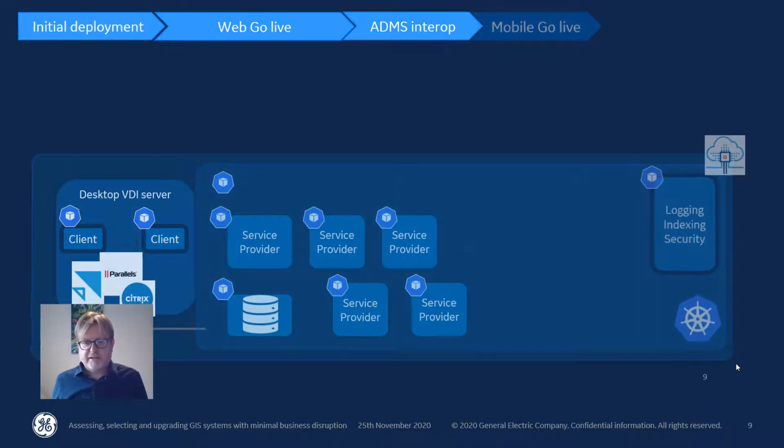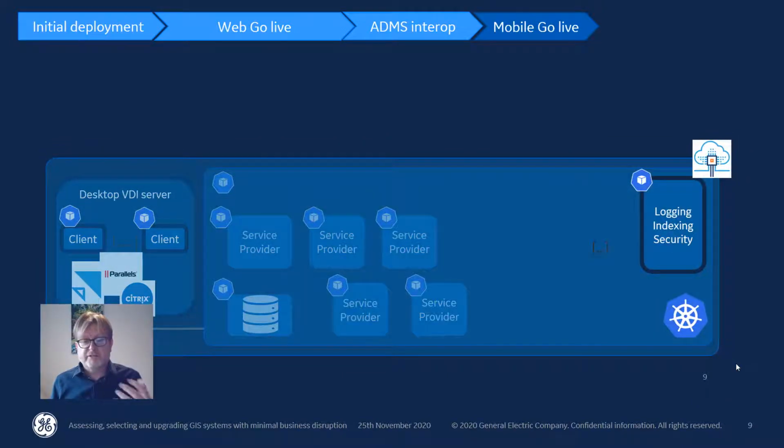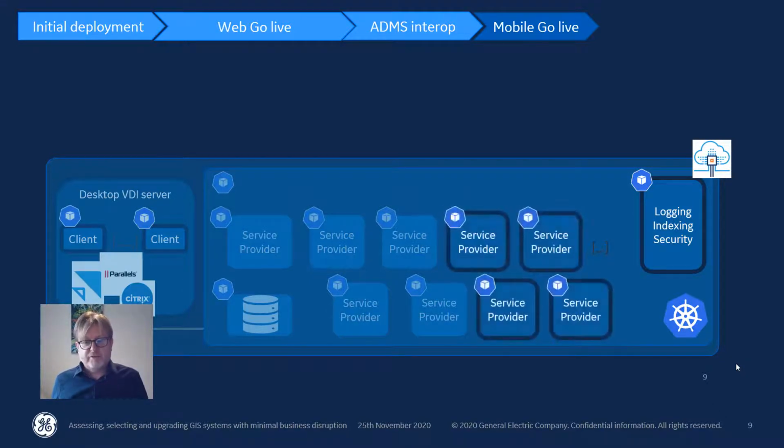As you expand again, so maybe you've got a mobile go live, and you've got a lot of disconnected mobile clients which need offline extracts. They need a model to be given to them, and you need to prepare them from the GIS. Again, going through a dynamic deployment, you can say, my cluster is now going to be bigger, and I can add more service providers as those pieces of work start to happen. You start feeding those mobile devices.